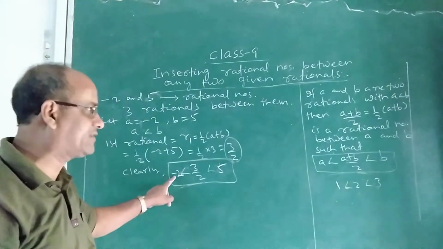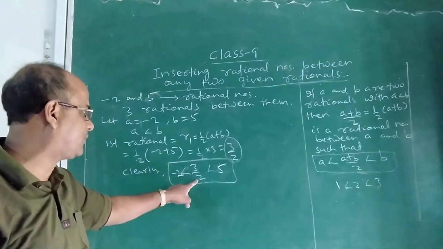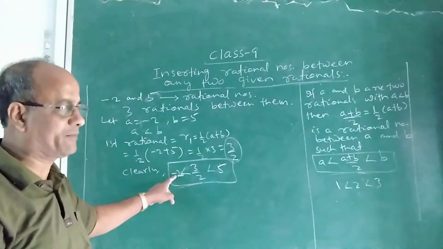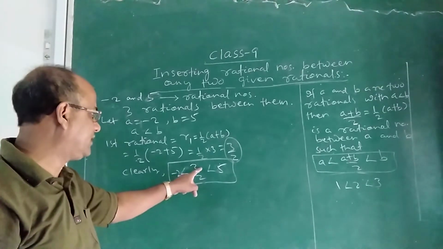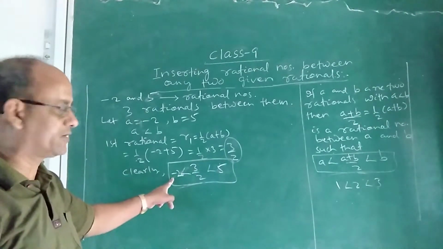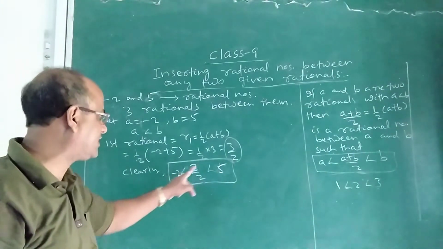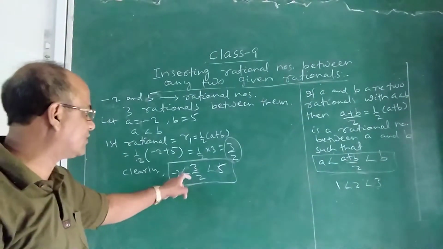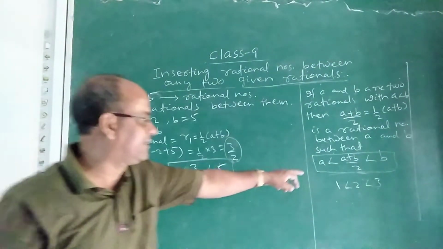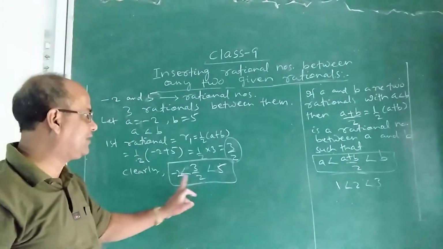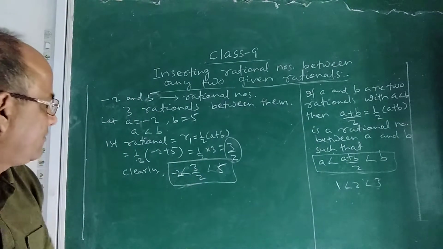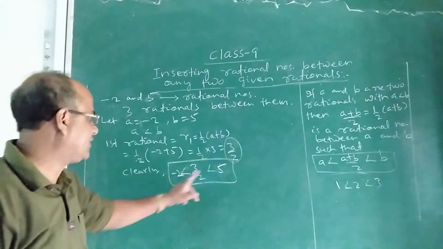Similarly, if 2 comes to this side, minus 2 into 2 is minus 4 and 3 is no doubt greater than minus 4, because 3 is a positive number and minus 4 is a negative number. So 3 greater than minus 4, that means 3 by 2 greater than minus 2. Okay, so 3 by 2 satisfies this inequality. Hence 3 by 2 is the first rational number between minus 2 and 5.